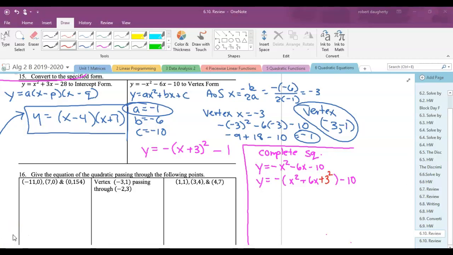So what it looks like I'm doing is I'm subtracting, in here, when I'm adding 3 squared with that negative, it's really what I'm doing. I'm subtracting 9. If I'm going to subtract 9, the only way to offset that is to also add 9. So this becomes y equal negative, x plus 3 squared minus 1, which is the same equation.